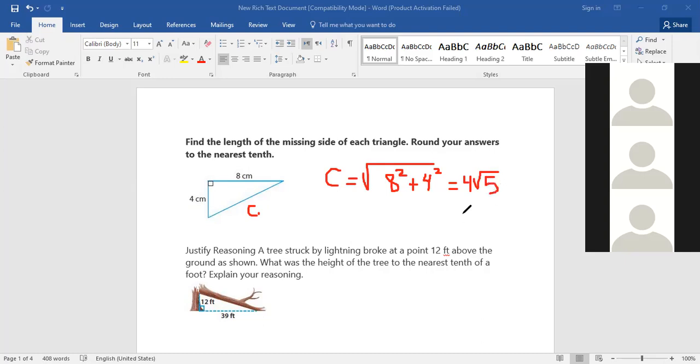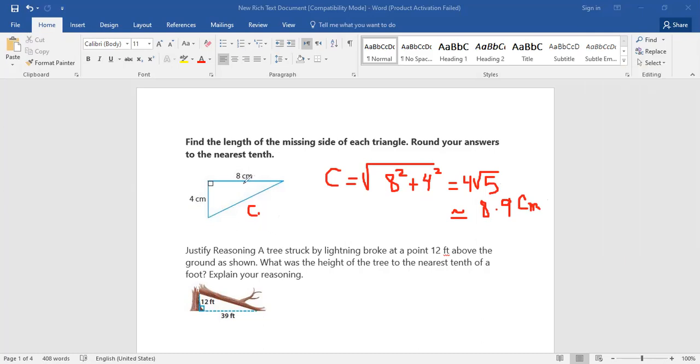And after that, approximately, how many by decimal? It will be 8.9. Okay? So the answer will be 8.9. Don't forget the unit. This one is centimeter, so we are going to write centimeter. Any questions so far? If we are looking for the hypotenuse, we have to add. If we are looking for the side, then we have to subtract.